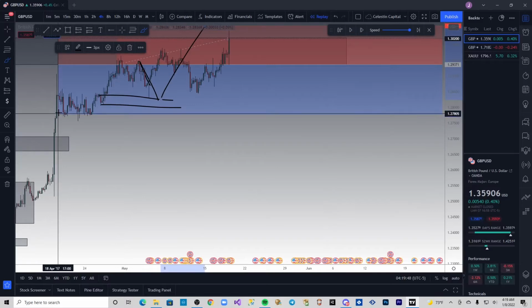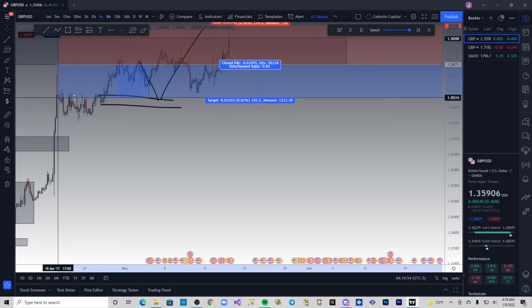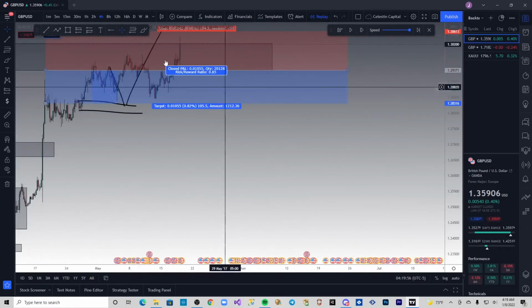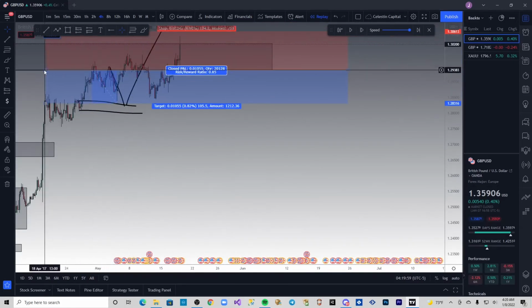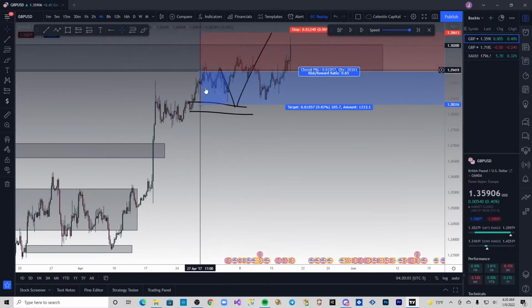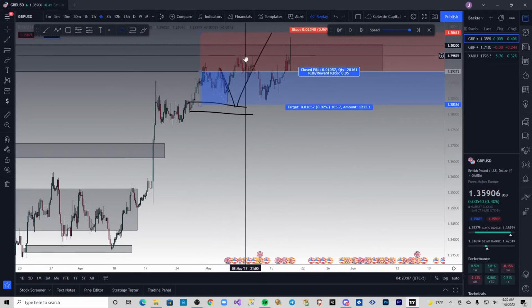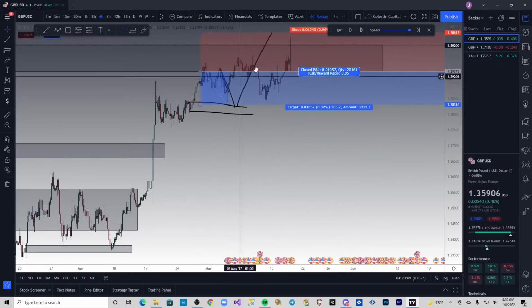So this could have been your TP. The demand zone right here could have been your TP, if you wanted to. It would have been nice. Now, again, as I told you, this is without entry criteria. If you have entry criteria, obviously this would be a much better RR. This is not even one RR. This would have been a much better RR if you look for Wyckoff and extra confirmation within here.